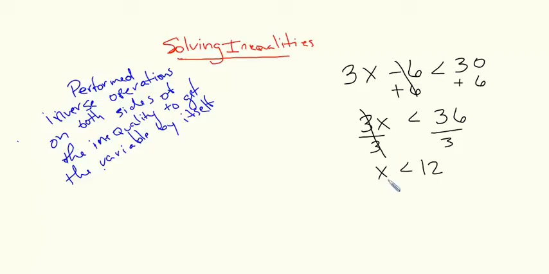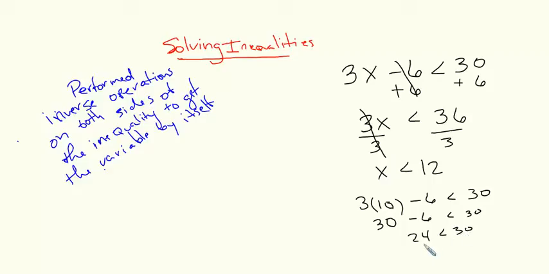Okay, if I choose 10 for x, I have 3 times 10 minus 6 is less than 30. So 3 times 10 is 30. 30 minus 6 is less than 30. So 30 minus 6 is 24. And I see that 24 is less than 30, which is a true statement. So as long as my value for x is less than 12, then I will have a true statement. All right, so moving on.